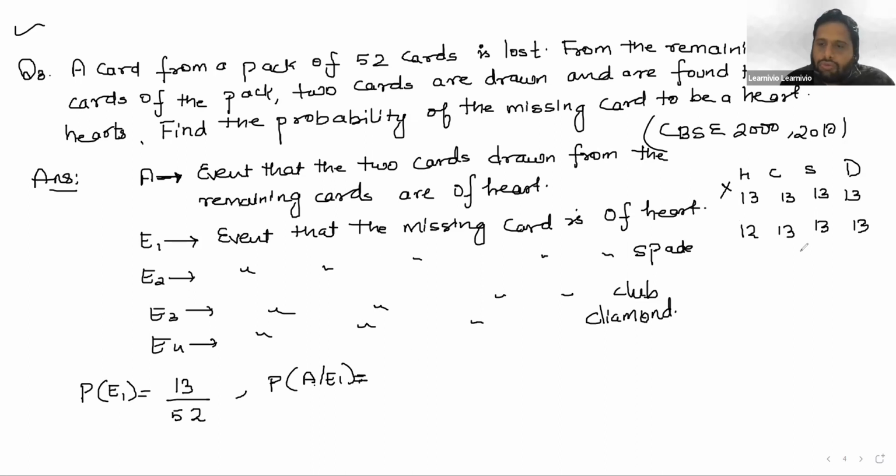Nabil, we are drawing two cards from this. So what's the probability that two cards will be of heart? 12C2 by 51C2. Very, very good.